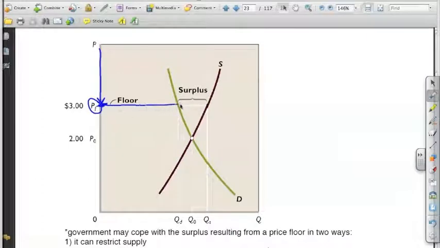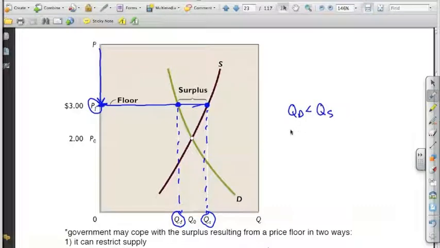So price is stuck above the equilibrium price. Here we hit demand first, come down, find our quantity demanded, then we keep coming along this price, hit supply, come down to the horizontal axis, find quantity supplied, and now we know that quantity demanded is less than quantity supplied. So we have a surplus. And that means we have goods left over on shelves, or too many of the good.